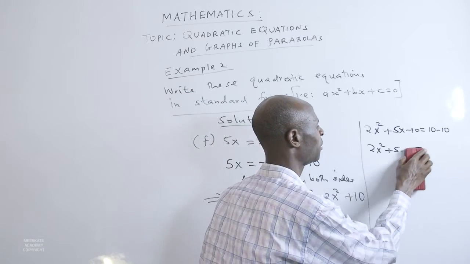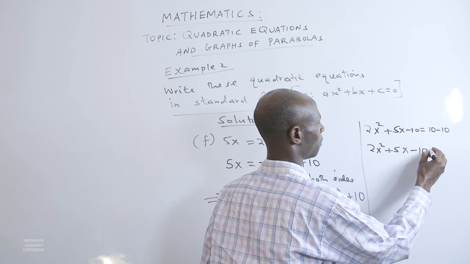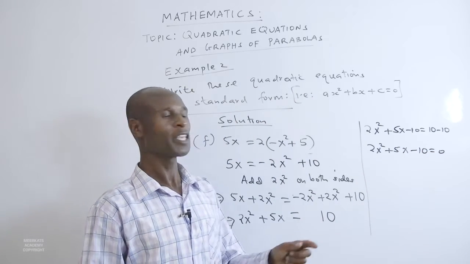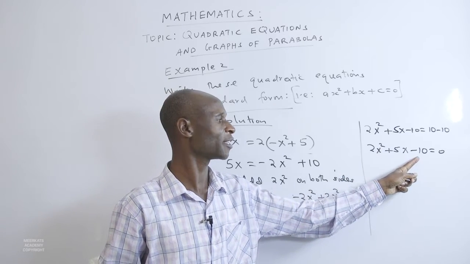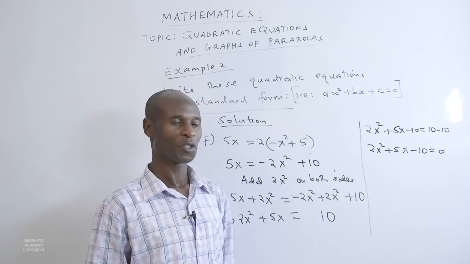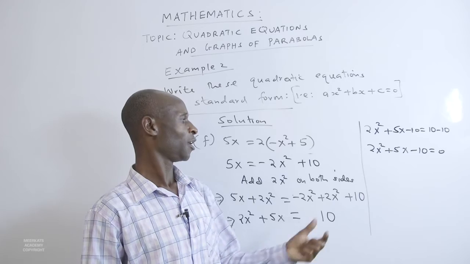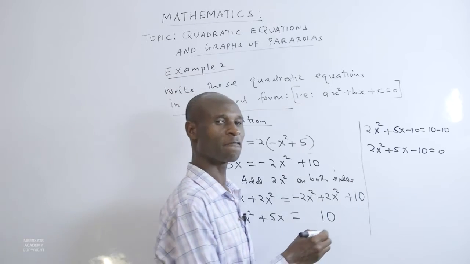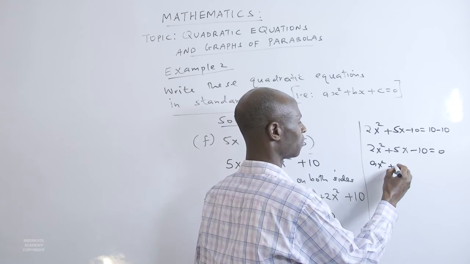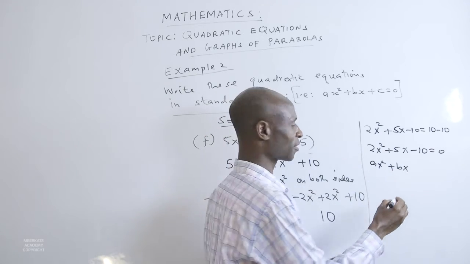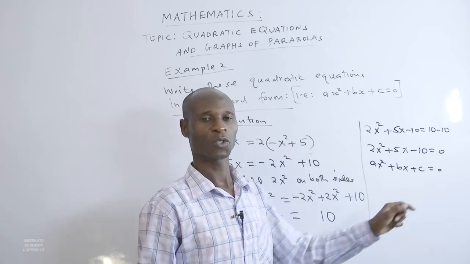So that gives us the final expression, the final equation as 2x squared plus 5x minus 10 is equal to 0. So we say we have now written the quadratic equation in the form ax squared plus bx plus c is equal to 0.